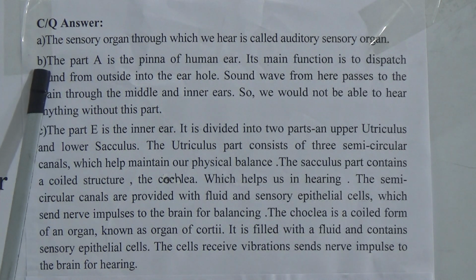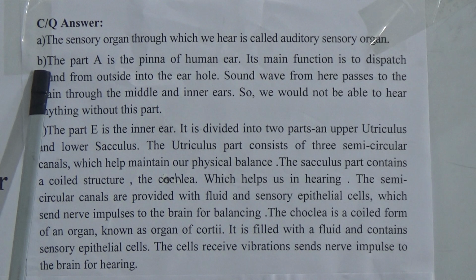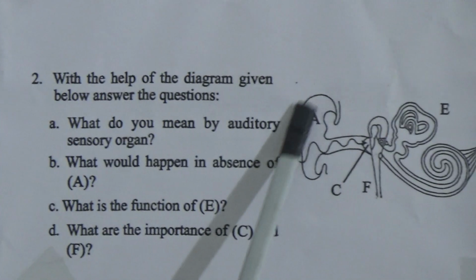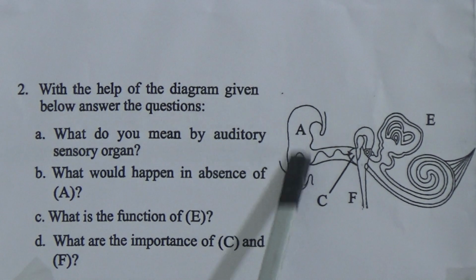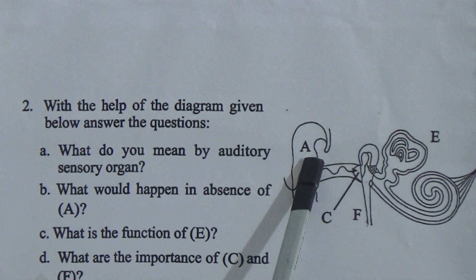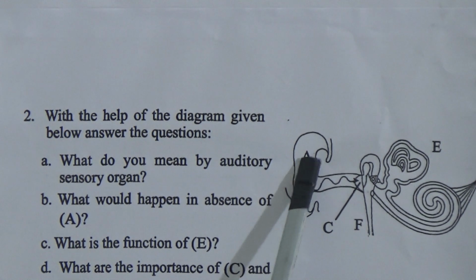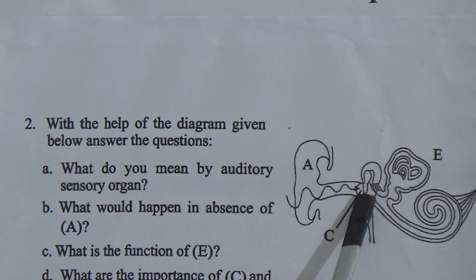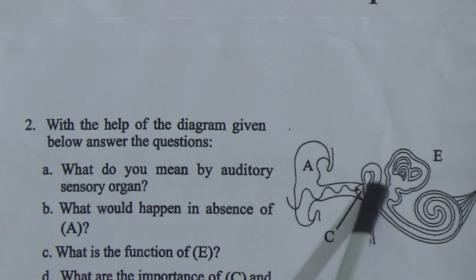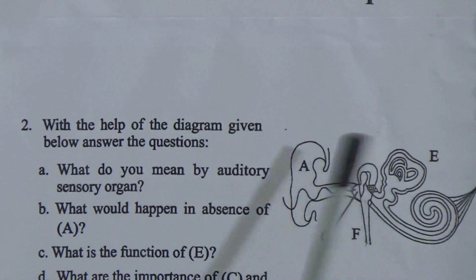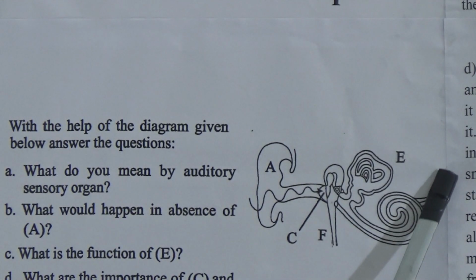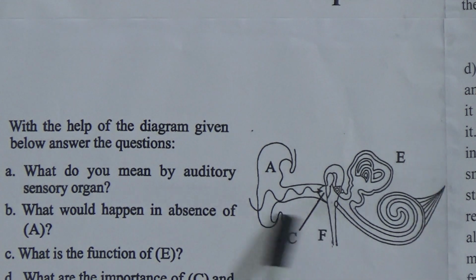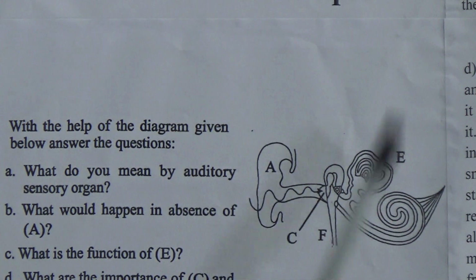The second question was, what would happen in absence of A? Dear students, come to the question. This part is indicated as A, and we know this part is the pinna. This is part of our outer ear. From here the sound comes to our eardrum, and through here the sound goes through the internal ear to our brain, and we can hear the sounds. So this part is very important.